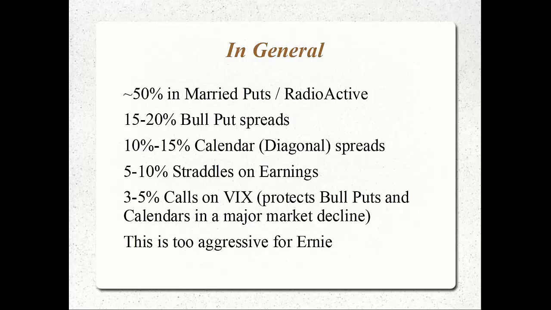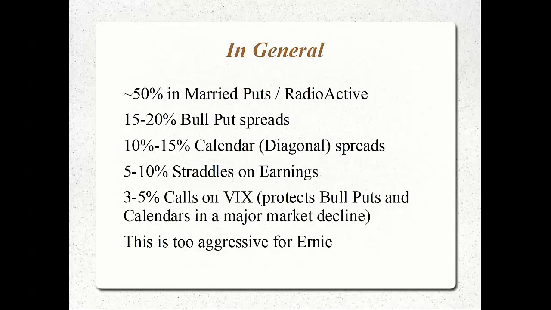It might be calendar calls, might be calendar puts. About 5%, really. I say 5 to 10%, it's really about 5%, taking lottery tickets on straddles around earnings. And then about 3% or so I'm buying calls on the VIX, and that's really to just protect the bull put and the calendar part, which risk 100%.